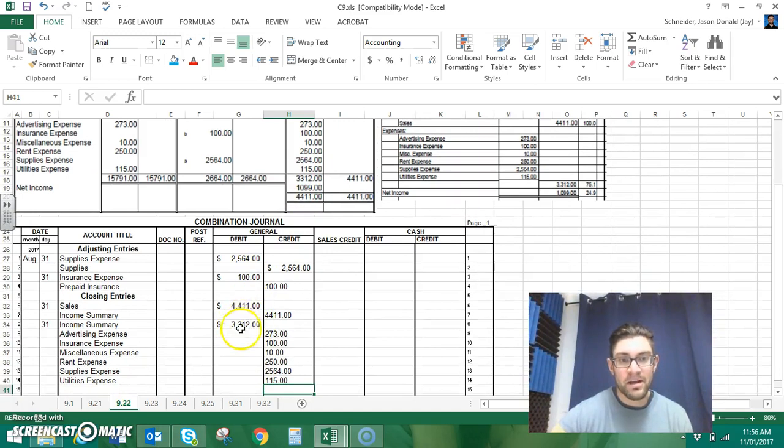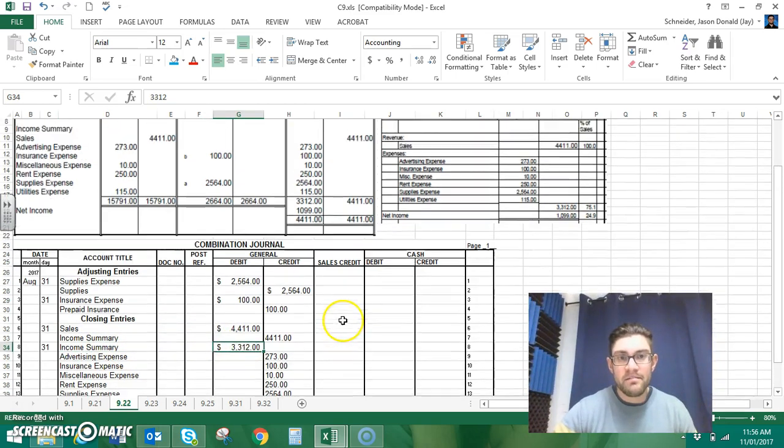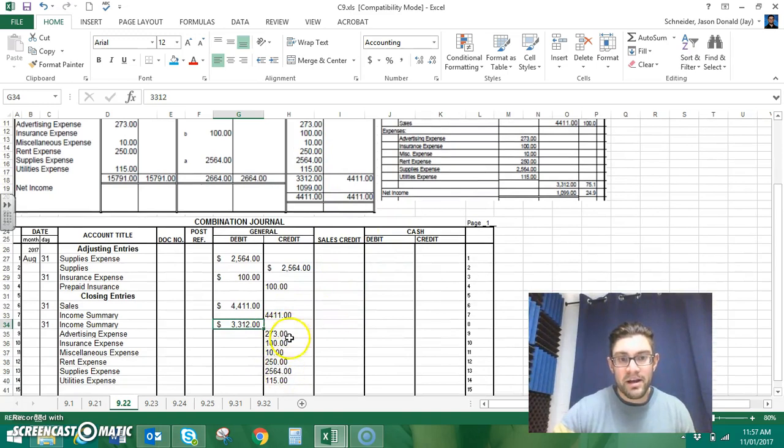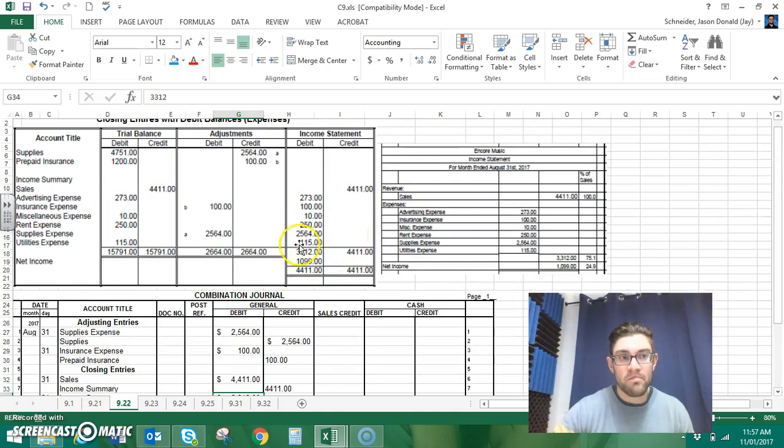Again, we're going to debit our income summary because our income summary account is created so we can put all of our temporary accounts into there. We're then going to later on close out that income summary account and put that directly into our owner's capital. It just kind of makes the process a lot easier. So again, we've taken our income summary, we've now debited it the value of our expenses, and we credited the value that we had from our income summary column of our expenses.